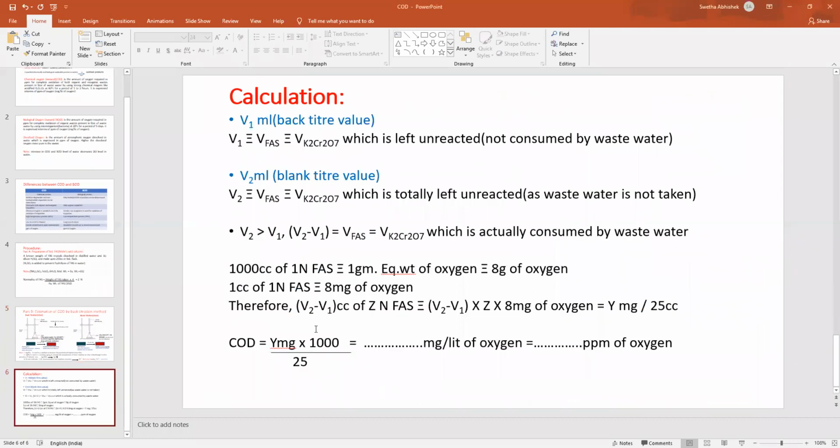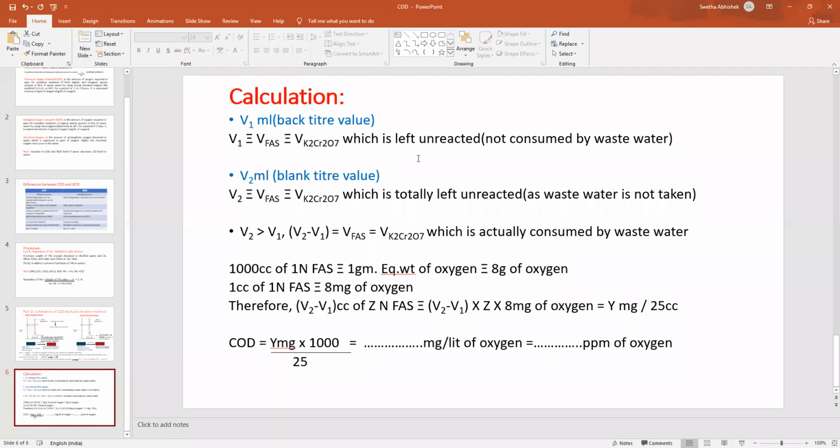Now let me discuss what is V1 and what is V2, because it is a back titration method. Back titration means it is a titration in which the COD is calculated indirectly. So what is V1 ml? V1 ml is the back titer value. V1 is equivalent to the volume of FAS which is consumed in the titration, which is equivalent to the volume of potassium dichromate which is left unreacted. Left unreacted means the part of the potassium dichromate which is not consumed by wastewater. Say for example, we have taken 5 cc of K2Cr2O7.